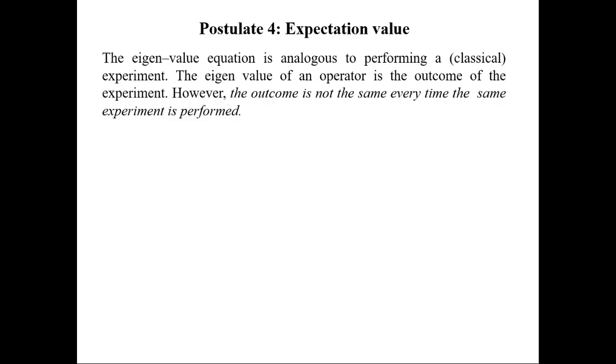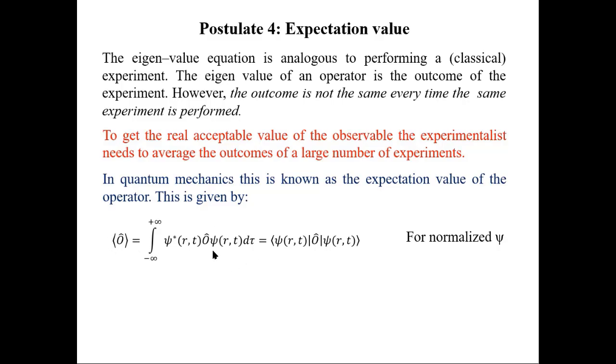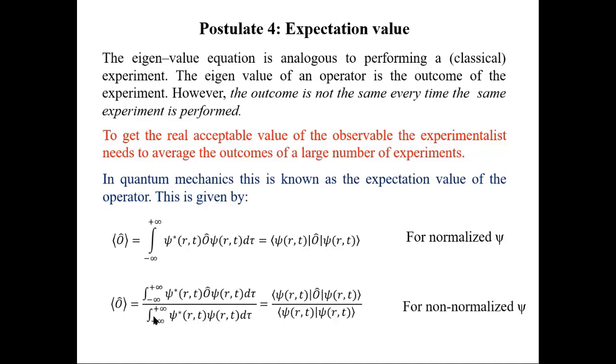In quantum mechanics, the method of taking the average is different from that in classical mechanics. The average in quantum mechanics is known as the expectation value of the operator, and the method is this. The expectation value of the operator is represented by this, and it is given by this formula where psi star is the complex conjugate of the wave function. This formula is for a normalized wave function. If the wave function is not normalized, then we shall use this formula.